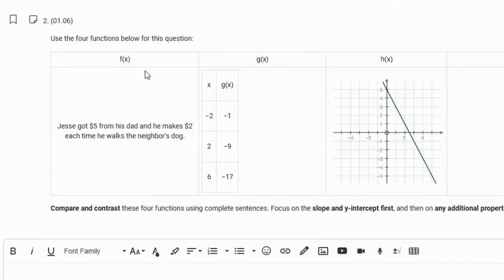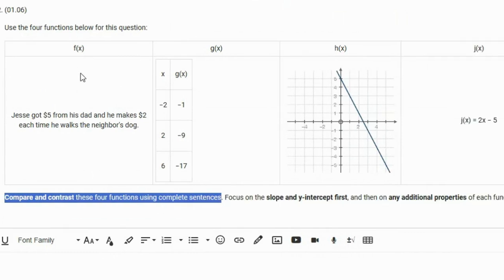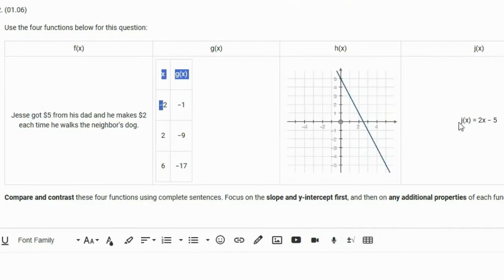And this question down here is: use these 4 functions, compare and contrast these 4 functions using complete sentences. We have a word problem, we have a table, we have a graph, and we have an equation. f of x, g of x, h of x, j of x. When it says compare and contrast, focus on the slope and y-intercept first, and then anything additional, which means at the very, very least, you need to give me the 4 slopes and the 4 y-intercepts, because it tells us right there. Make sure you get those.